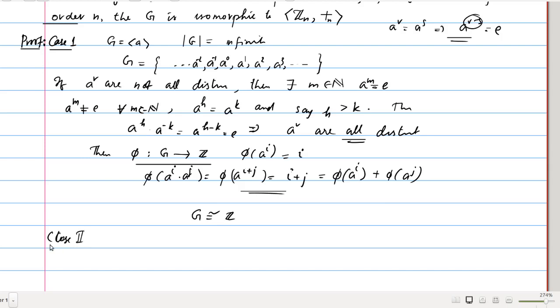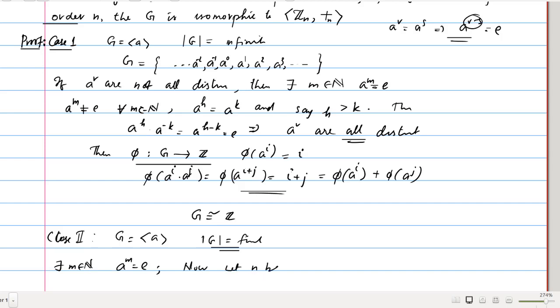In case 2 we deal with a finite group G, a finite cyclic group. G is generated by A, with the cardinality of G finite. If this is finite, then we have seen that there exists M greater than 0, M belonging to N, such that A raised to M is equal to E.